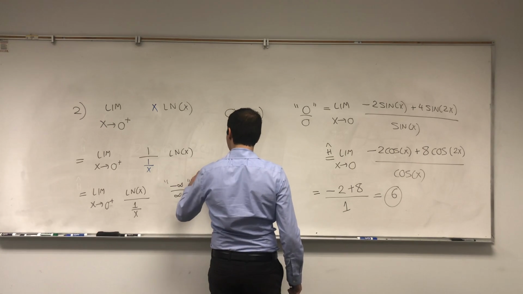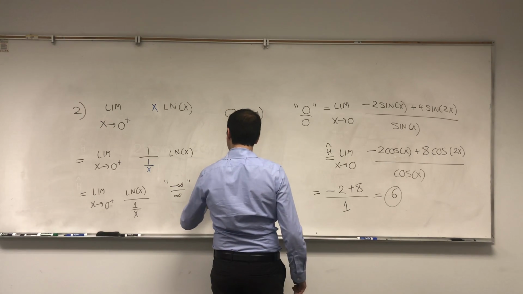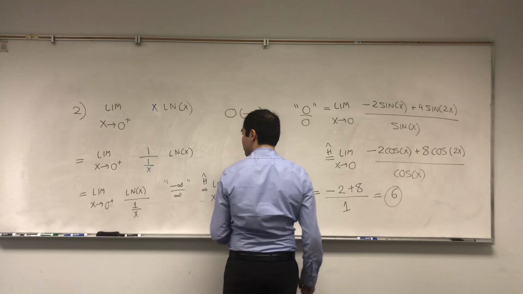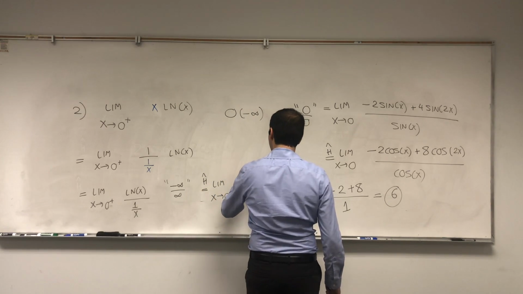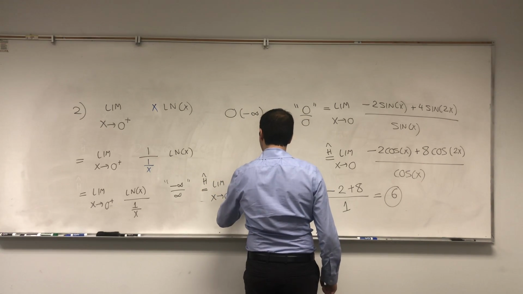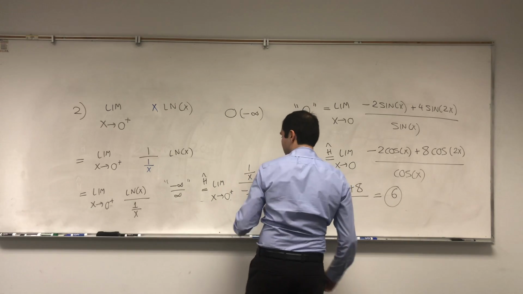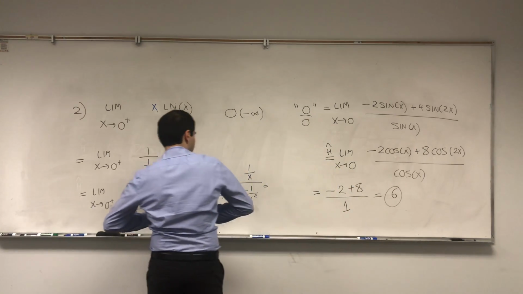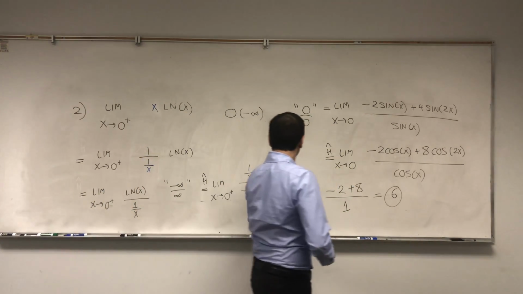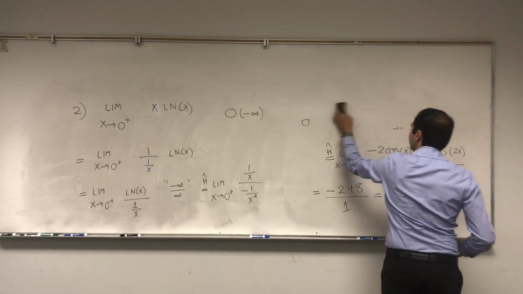And then now we can apply L'Hopital's rule, and this gives you the limit as x goes to 0 plus of 1 over x over minus 1 over x squared. And that gives you the following.